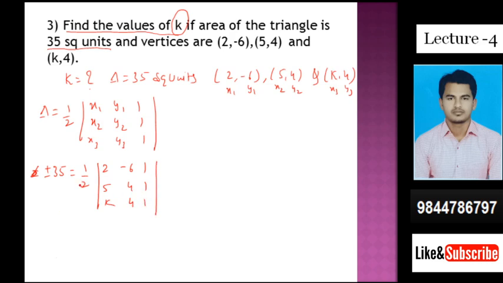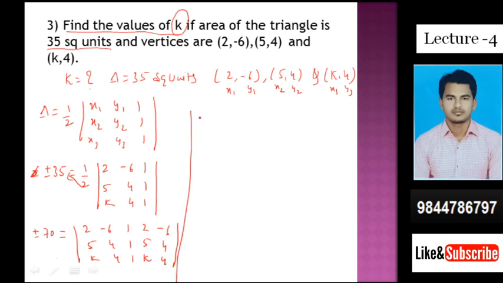Okay, so multiply with cross multiplication. 35 to the 70, that is plus or minus 70, determinant of 2 minus 6 1, 5 4 1, k 4 1, introducing two columns 2 5 k, minus 6 4 4. Now here plus or minus 70 is equal to big bracket 2 4s are 8, 8 into 1 is 8, 8 minus 6 into 1 is minus 6, minus 6 into k is minus 6k.